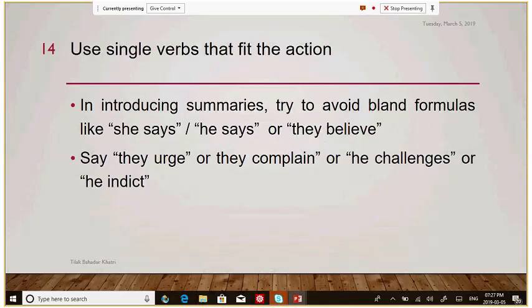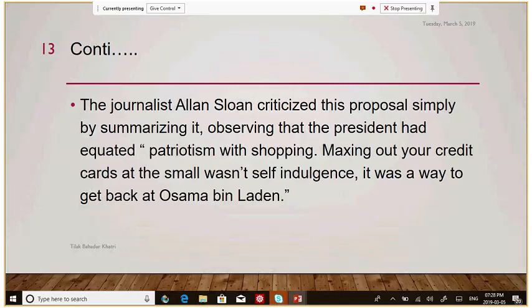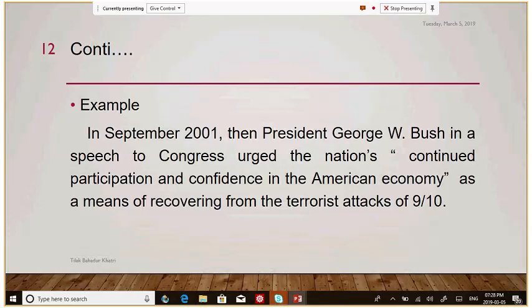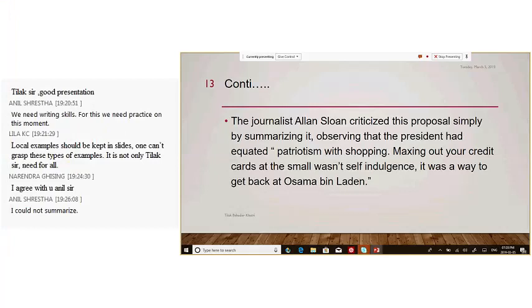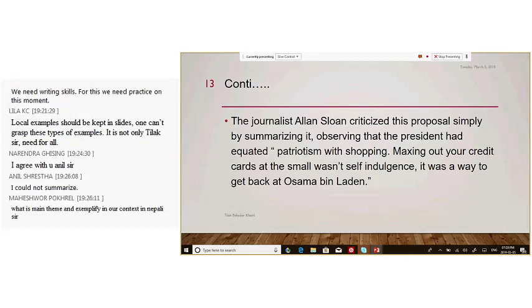Can you explain this one, the earlier one? This example, sir? Yes, sir. In this example, President George W. Bush said to continue participation and confidence in the American economy. It is one single sentence, but the interest of the journalist Allan Sloan is in equating patriotism with shopping, maxing out credit cards at the mall as self-indulgence. It was a way to get back at Osama bin Laden. It is like satire. Okay, you just make us clear.